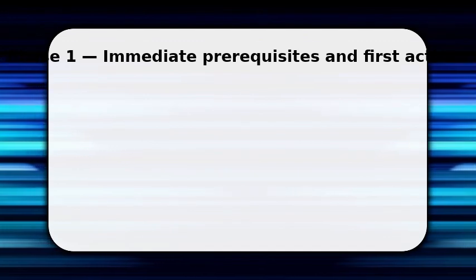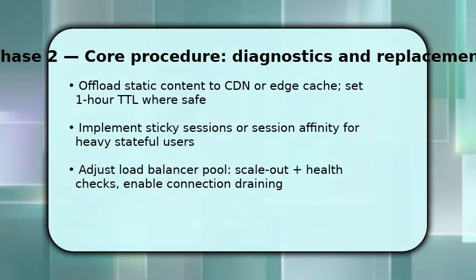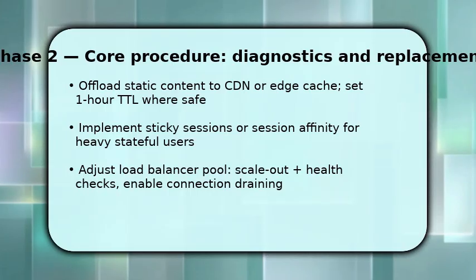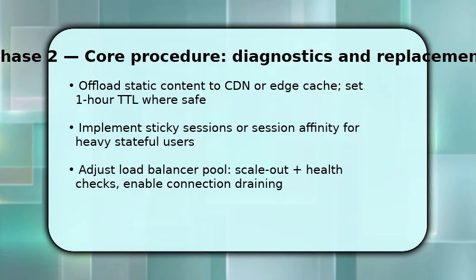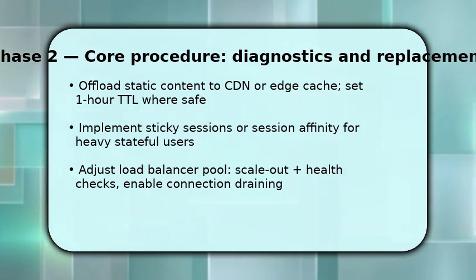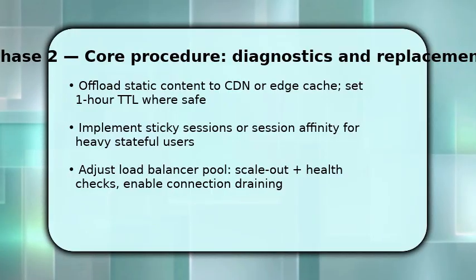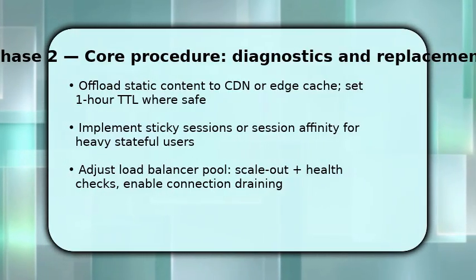Now you move into the complex middle. Reduce origin load by pushing static assets to a CDN and setting a sensible TTL because caching cuts requests fast. Next, make session routing consistent. Sticky sessions or affinity prevents repeated full session rebuilds on every request.